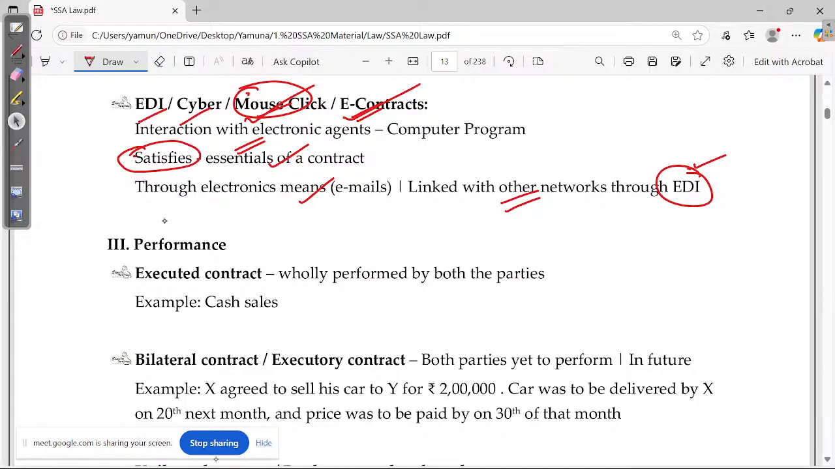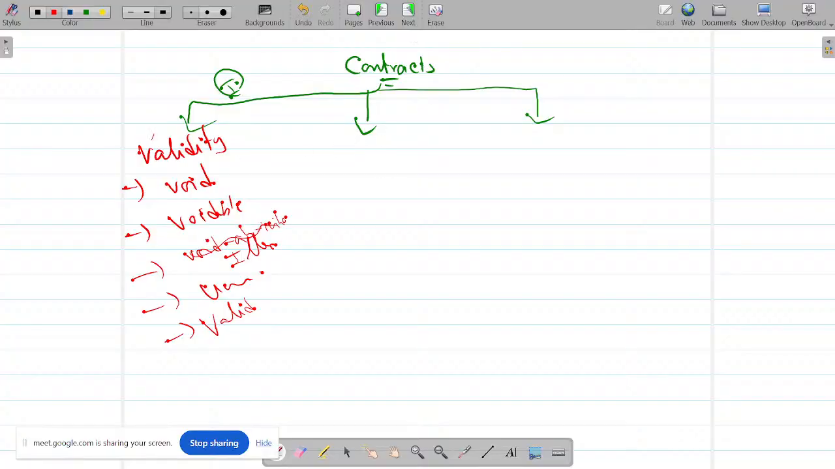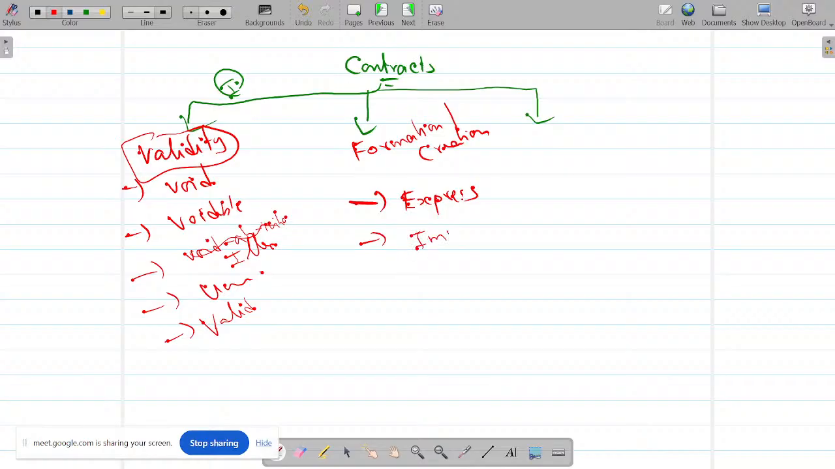Okay, so this is the second heading. Shall we list it out here? What's the second heading? First is validity. Second is formation or creation. Express contract. Implied contract or inward contract. Quasi contract. E-contracts. We have four.